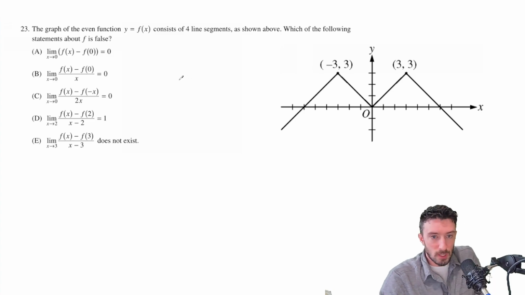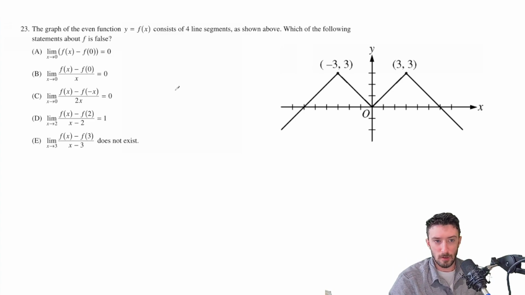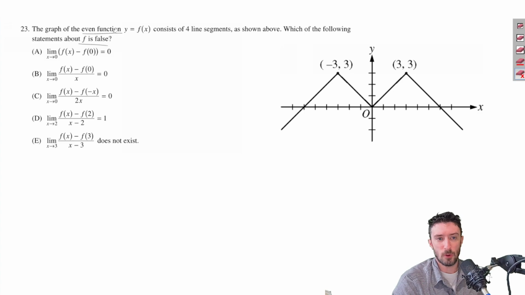Hey, we got ourselves an AP/AB question here. They're telling us that we have an even function, and they want to know which of these statements is false. So let's take a look at the first one. In the first one, we see the limit of f of x minus f of 0, and they're telling us that that equals 0. Well, let's first start by trying to break this up.